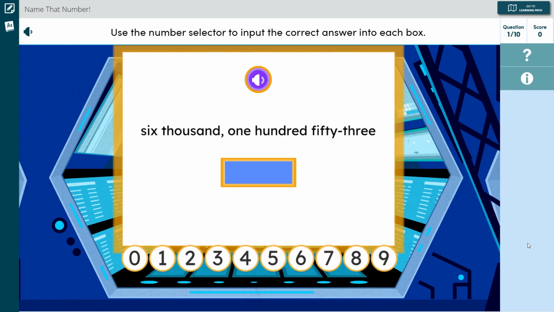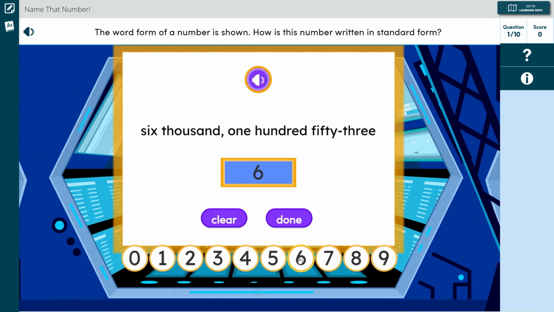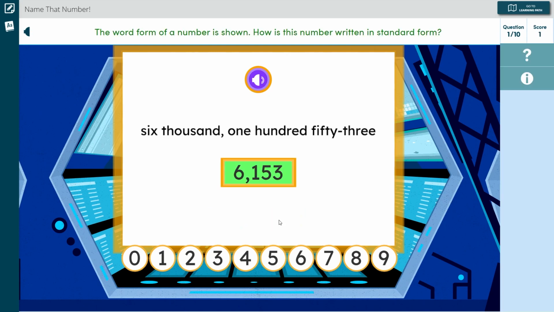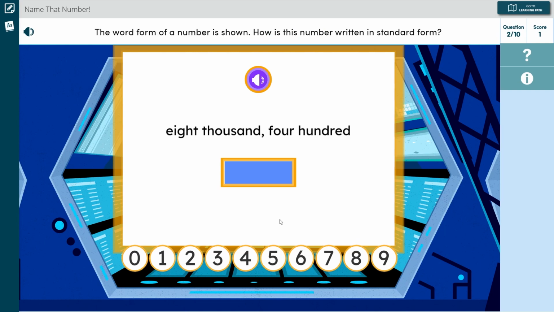Use the number selector to input the correct answer into each box. The word form of a number is shown. How is this number written in standard form? 6,153. Yes, great focus. The word form of a number is shown. How is this number written in standard form? 8,400.